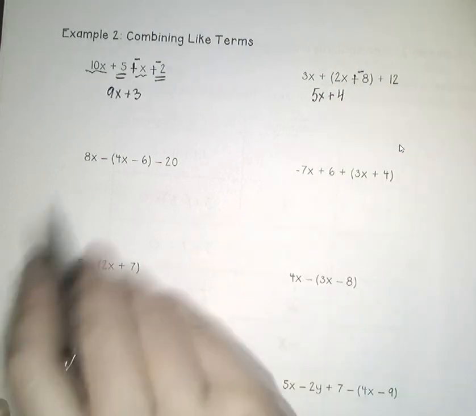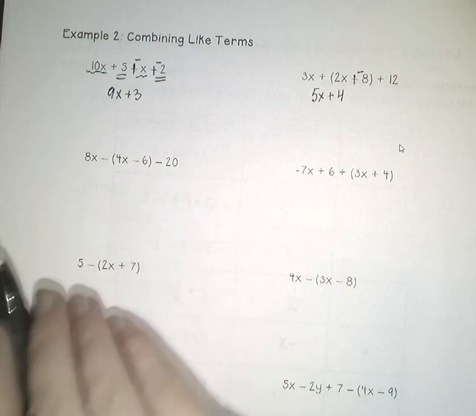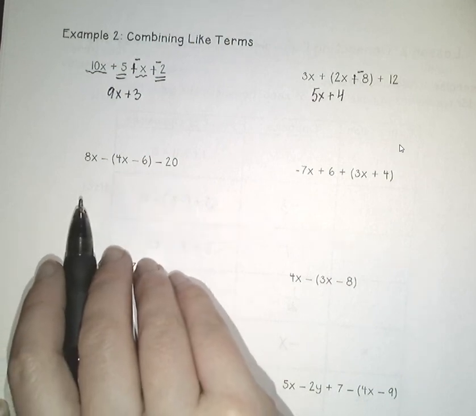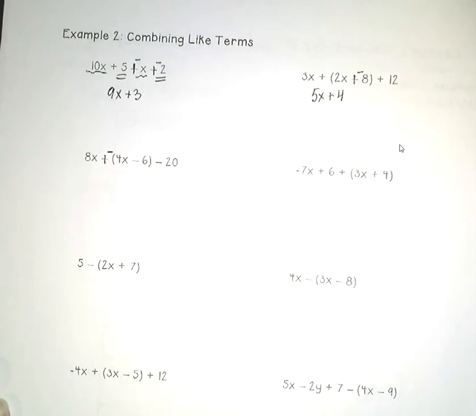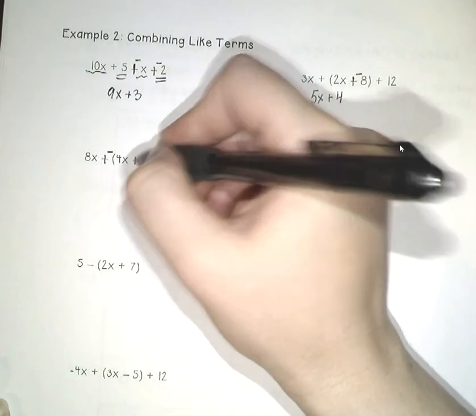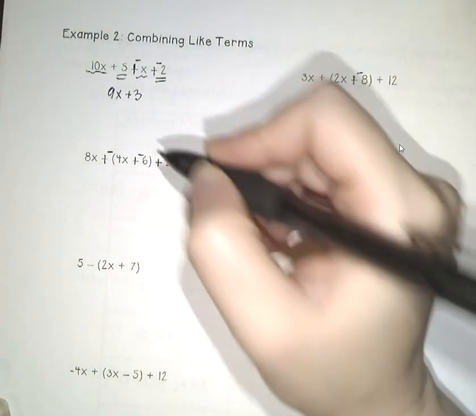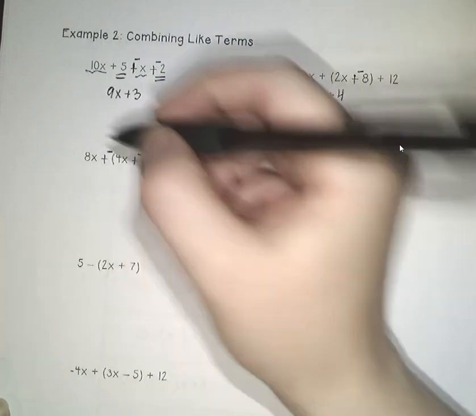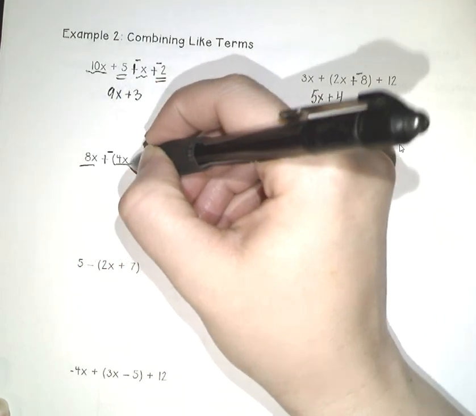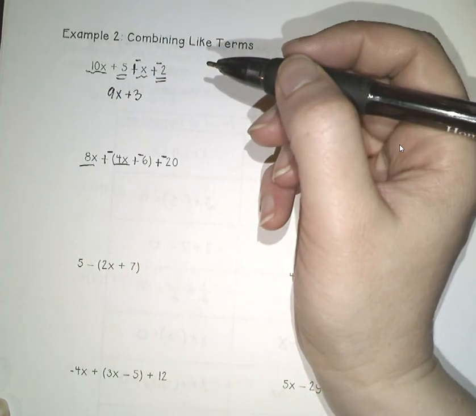Let's look at this one. This one only has subtraction. So we need to make sure that we change them all into addition of the opposite so I can combine like terms. So I'm changing this plus, minus into plus negative. This one I'm changing plus the opposite. This subtraction I'm changing plus the opposite. So now I have only addition, and this way I can combine my like terms. I see 8x and negative 4x that I can combine.